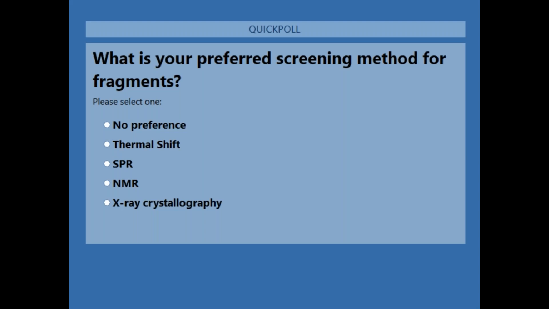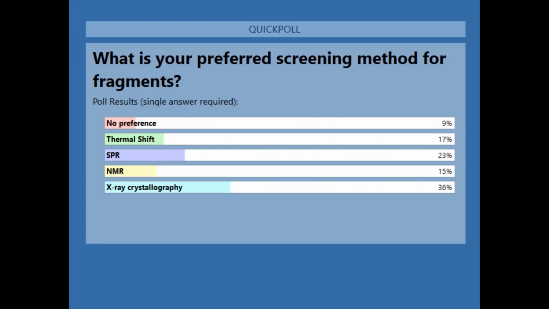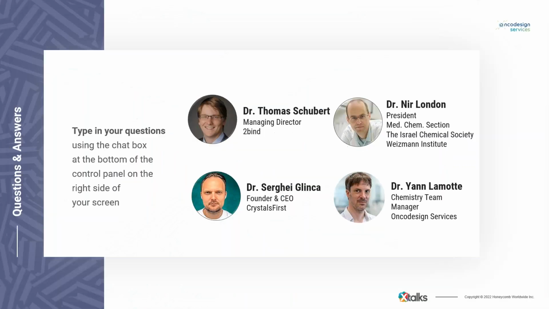Okay, so here are the results. In our audience, 9% chose no preference, while 17% said thermal shift. Another 23% said SPR, while 15% said NMR, and then 36% of our audience said X-ray crystallography.